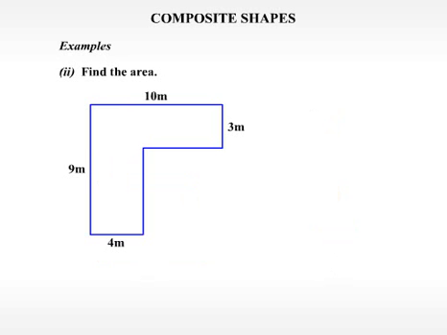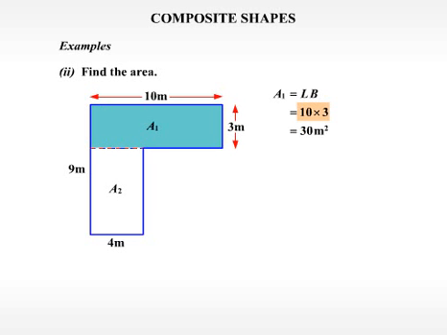Example 2. We're asked to find this area. Again, it's an L shape, but spun around if you like. Let's break it up. Area 1, Area 2. Area 1 is a rectangle, so it equals the length times the breadth. The length is 10, the breadth is 3. So it equals 10 times 3, and that works out to be 30. This time in metres, so we write metres squared.